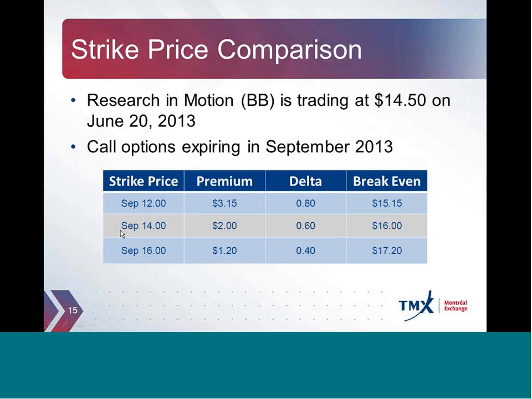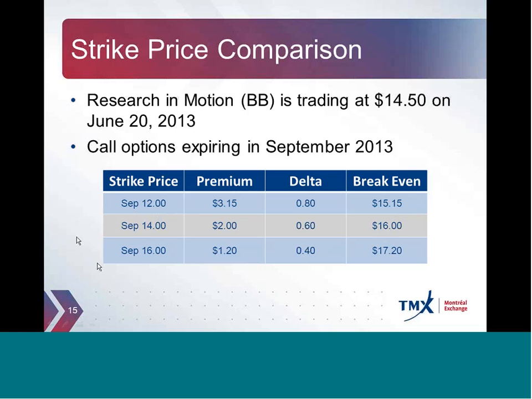If we take a look at the September 14 contract, it's actually slightly in the money, but I use that as basically an at-the-money example. Premium was listed for $2. The delta is 0.60, so 60 cents. You'll notice how that at-the-money option contract has a lower delta. And your break-even point is $16. So you're paying less, but the stock actually has to move more for you to break even.